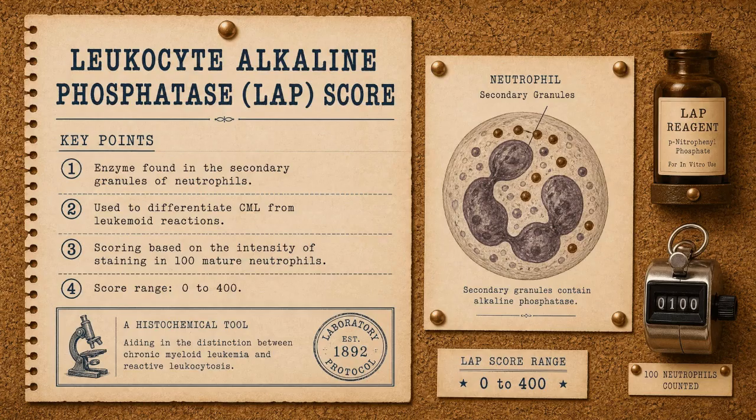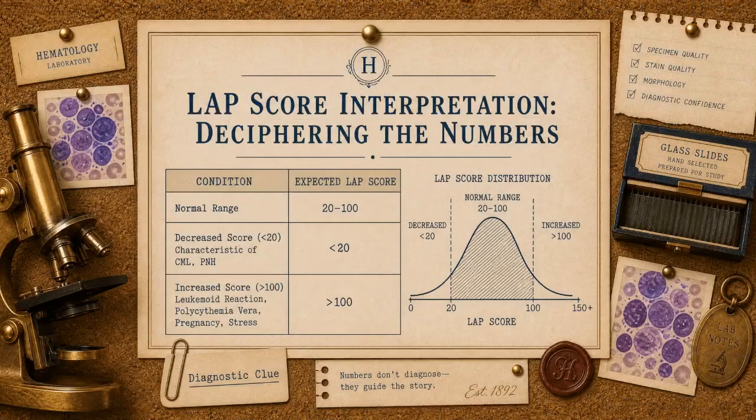It's like taking the temperature of the neutrophil's internal engine. Next, we'll dive into how we interpret these scores, especially in the context of CML versus a leukemoid reaction. Now that we know how to calculate the LAP score, let's talk about what those numbers actually tell us.